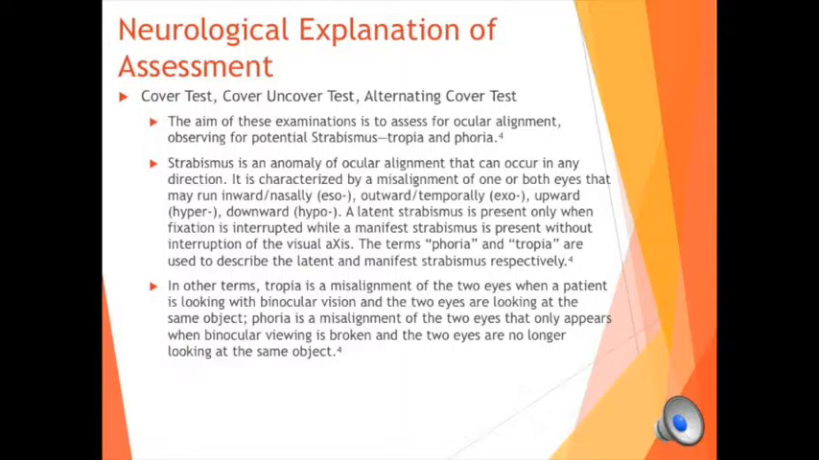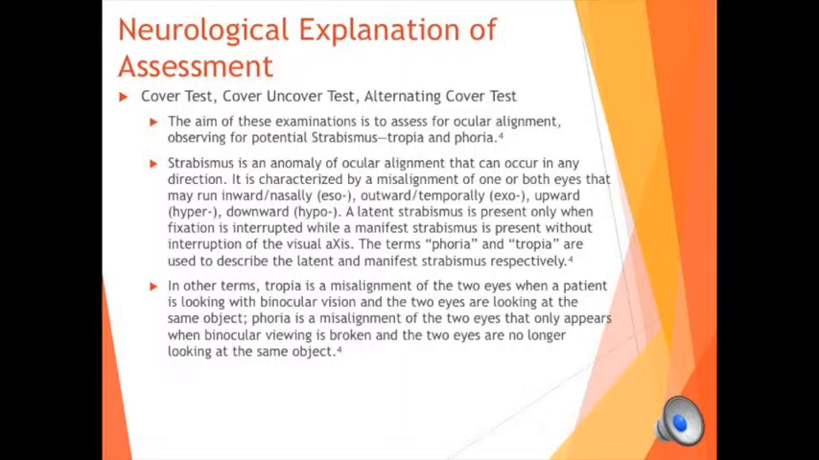upward, hyper, downward, hypo. A latent strabismus is present only when fixation is interrupted, while a manifest strabismus is present without interruption of the visual axes. The terms phoria and tropia are used to describe the latent and manifest strabismus respectively.